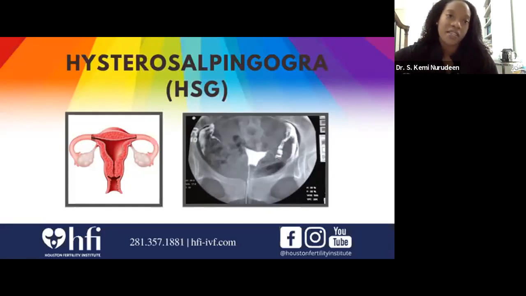The disadvantage of the HSG is, of course, if we see something, we can't necessarily treat it. So we're not looking directly in the uterus. We're just seeing the fluid fill the uterus, and like I said, we have to just use it as diagnostic. We don't perform any removal of any polyps or fibroids or scar tissue with the HSG. It's just a quick X-ray test.